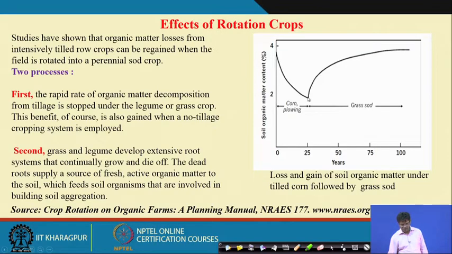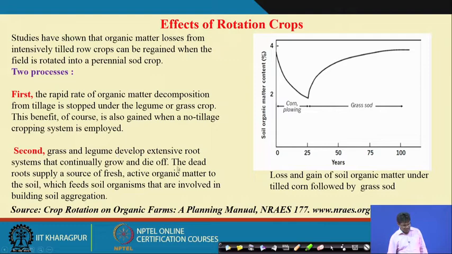And after that, the rapid rate of organic matter decomposition from tillage is stopped under a legume or grass crop. If you go for legume or grass crops after that, there is a slow increase in the soil organic matter content of the soils. That means with conventional tillage and growing the same type of crops, there is a decline in organic matter of the soils, and as you replace the crops with grass or legume crops, there is an increase in organic matter content of soil. So organic matter content builds up again, regained by changing the cropping pattern.